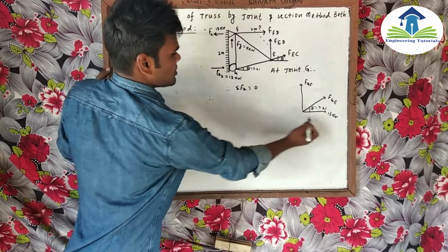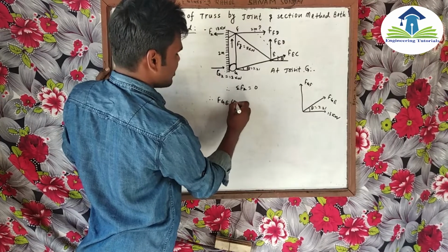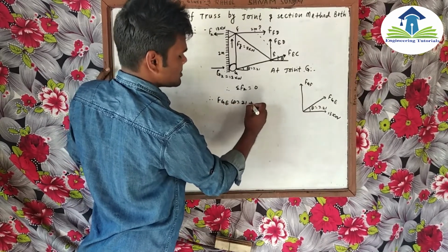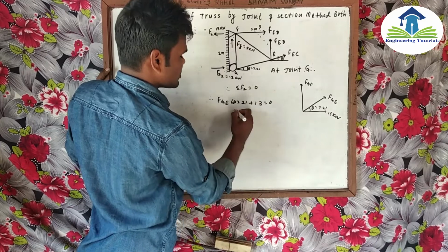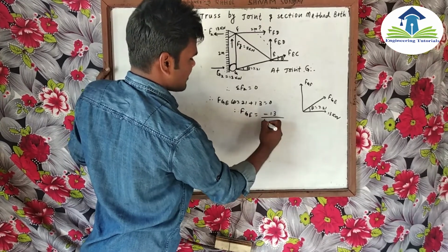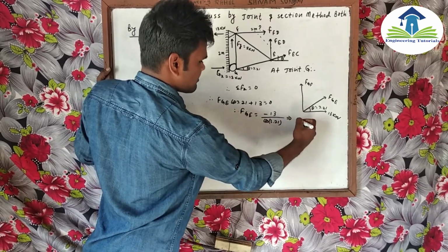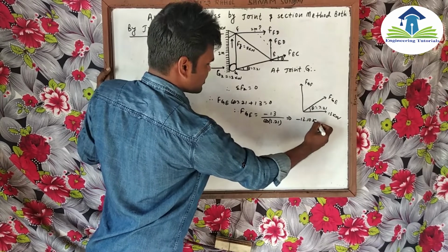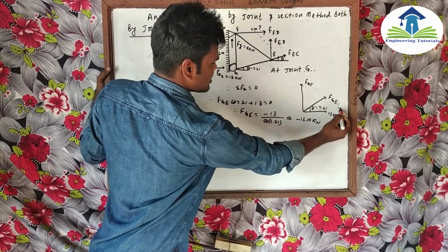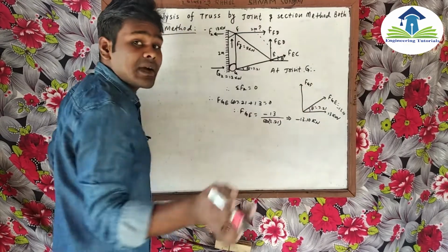the summation of forces in the x direction is equal to 0, so FGE cos 7.21 plus 13 is equal to 0. So FGE is equal to minus 13 divided by cos 7.21. Then this value becomes minus 13.10 kilonewton. So this value is minus 13.10. Now we have to calculate the value of FGF.